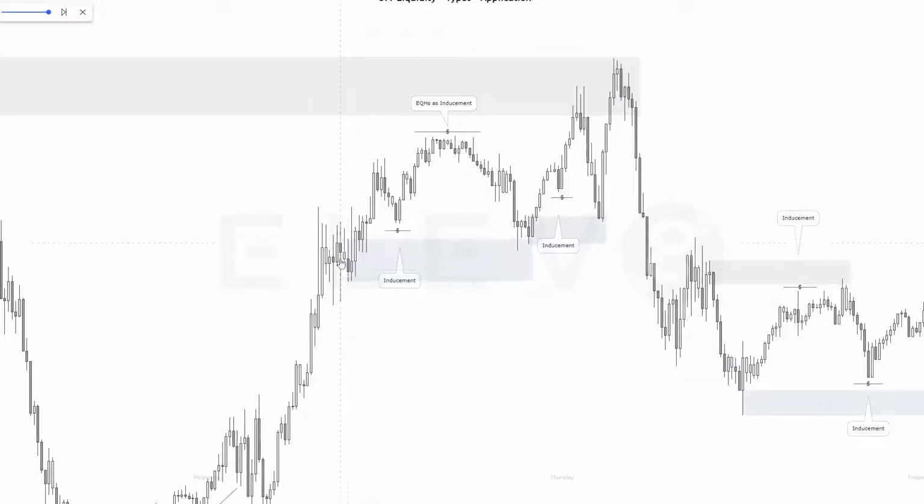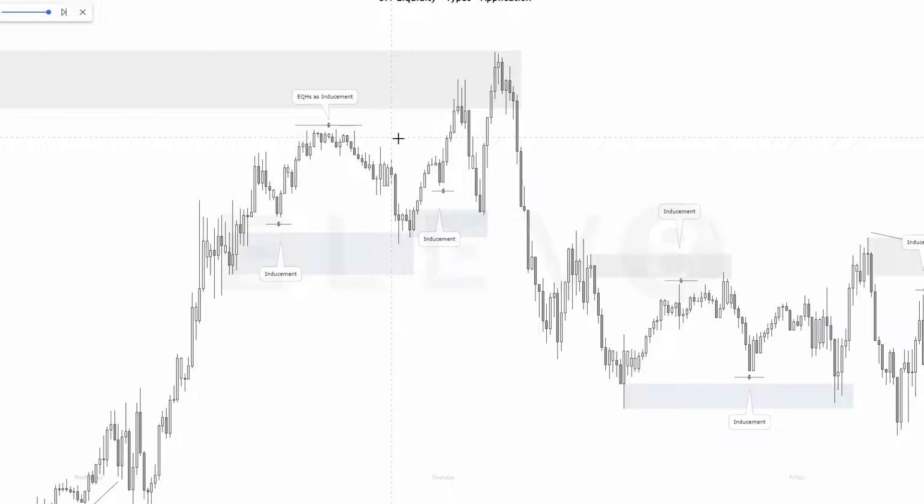Okay, then we can see that we get this demand zone created here. Price creates this low here above it, which acts as inducement. So then we come down, tapping into that, and then run into the supply. And this high here is very corrective, which is the inducement that's created for this supply. So these are equal highs which act as inducement. So we tap into the supply here.